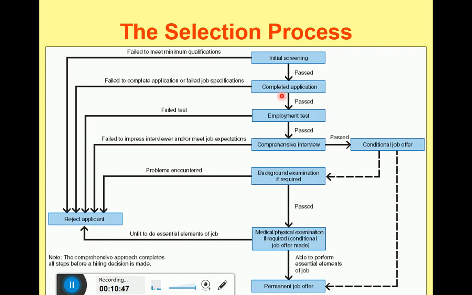So they will be moved to the next step, completed application form. Those who pass move to the next step, employment form. If any of the condition, if any of the step, a person fails, so then the person will be rejected.